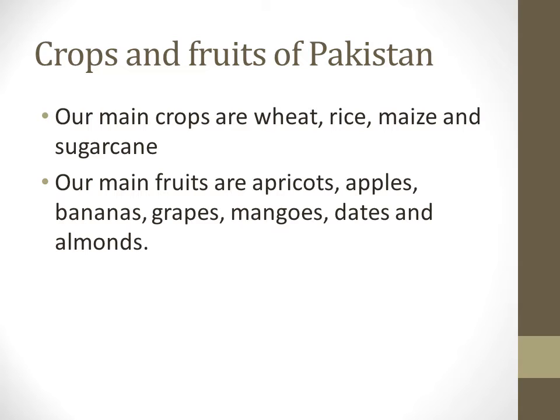So, crops and fruits of Pakistan. Pakistan has some main crops and some famous fruits that grow in Pakistan. Our main crops are wheat, rice, maize and sugarcane. And our main fruits are apricots, apples, bananas, grapes, mangoes, dates and almonds. All these are famous fruits of Pakistan.